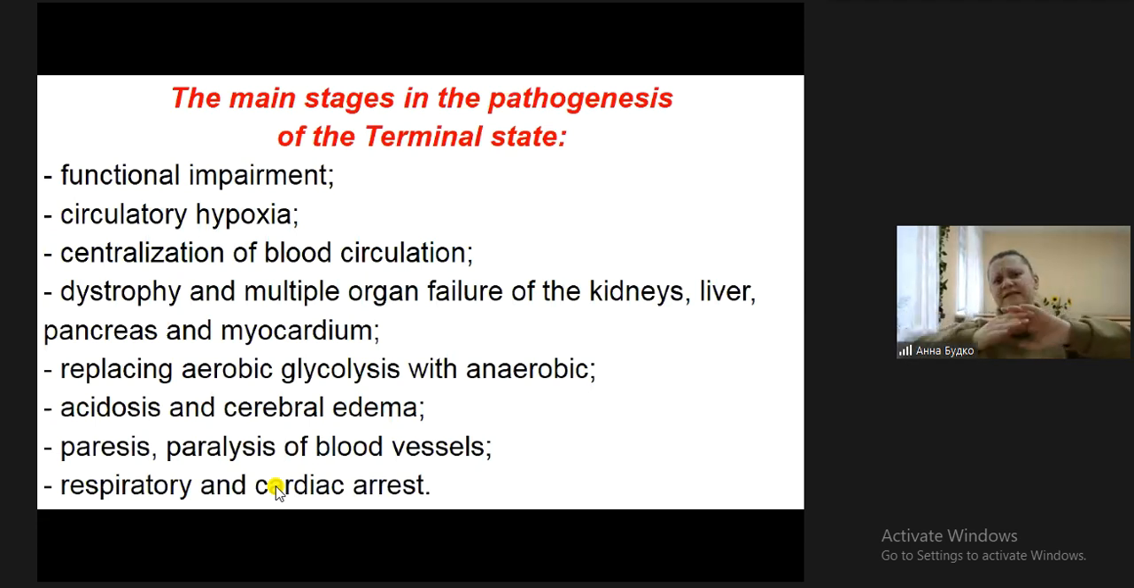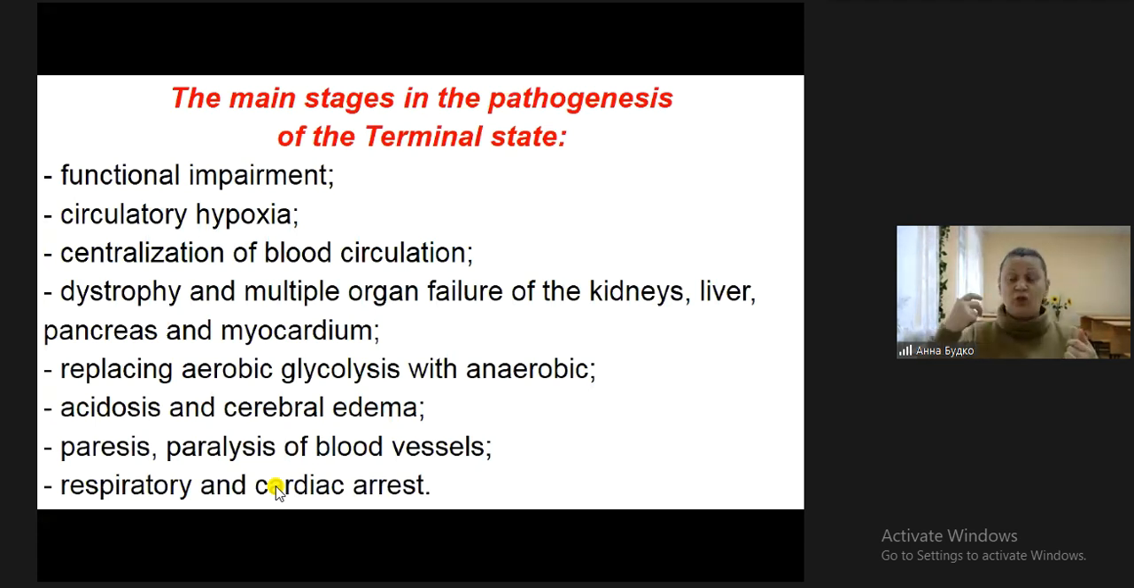On the periphery, in the hands, in the legs, in the liver, in the kidney, in the pancreas, you can see the morphological sign, pathomorphological sign of disorder of blood circulation, because all blood goes to the brain due to hypoxia. As a result, dystrophic changes are formed in the inner organs. Dystrophy, fat dystrophy, parenchymatous dystrophy, as in the kidney, in the liver, in the pancreas, in the myocardium, and other organs.